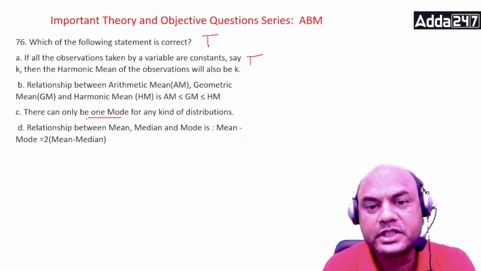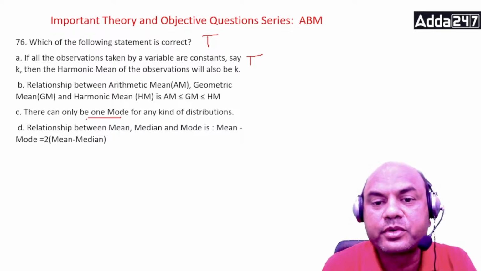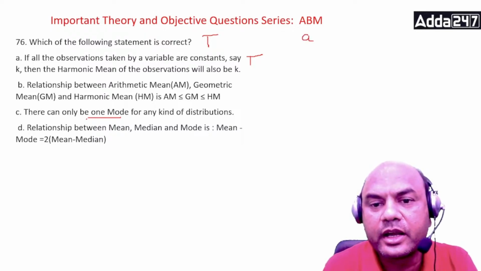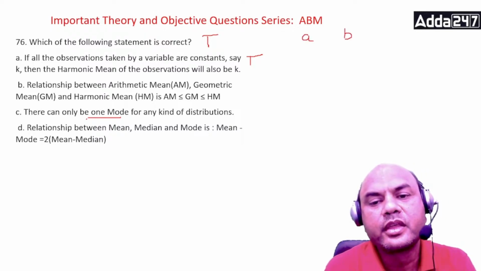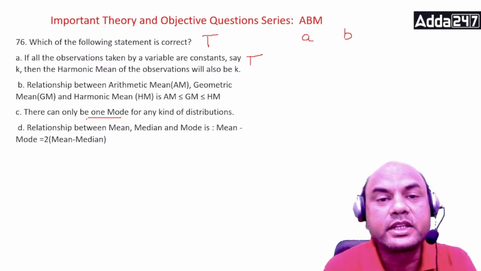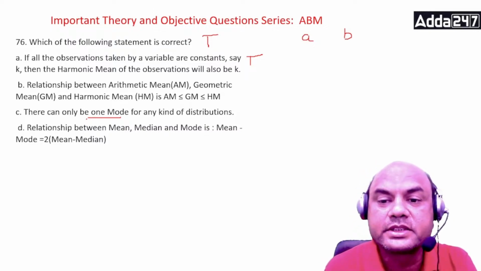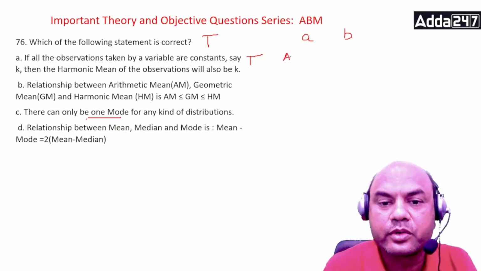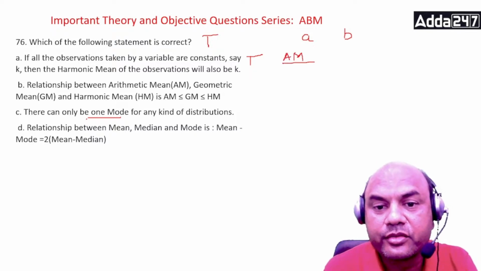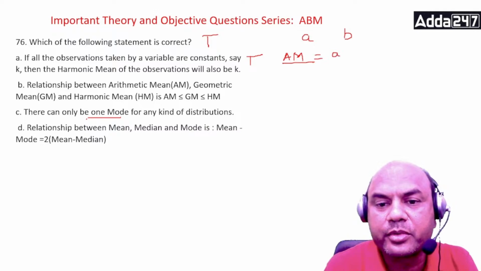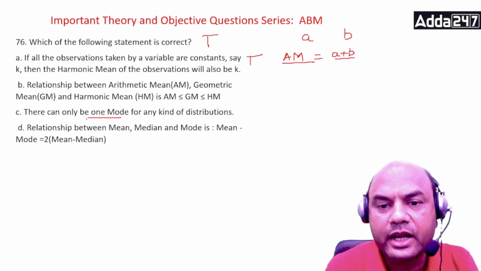Shall I show you? See this. Let's say I have two observations, A and B. So what is the arithmetic mean? Arithmetic mean is A plus B upon 2. See, I'll show it over here. It's a case study. AM equals A plus B upon 2. So this is my arithmetic mean.